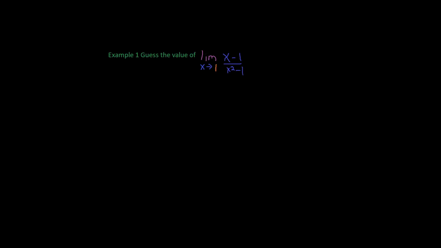Example 1. Guess the value of the limit of the function f of x, which is x minus 1 divided by x squared minus 1, as x approaches 1. Alright, so we know that the function is not defined when x equals 1, because what happens when 1 is squared? That's 1, right? 1 minus 1, that's 0. 1 minus 1 on top of 0, so we know it's undefined, right?